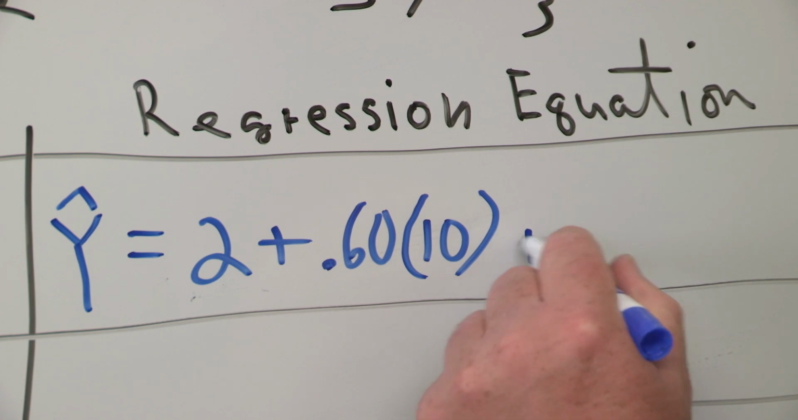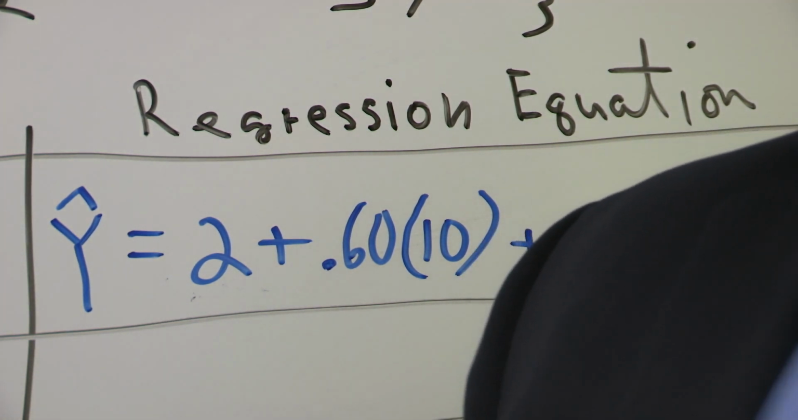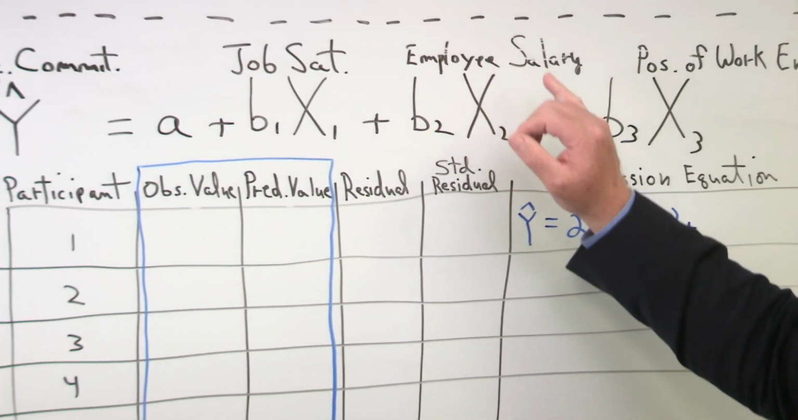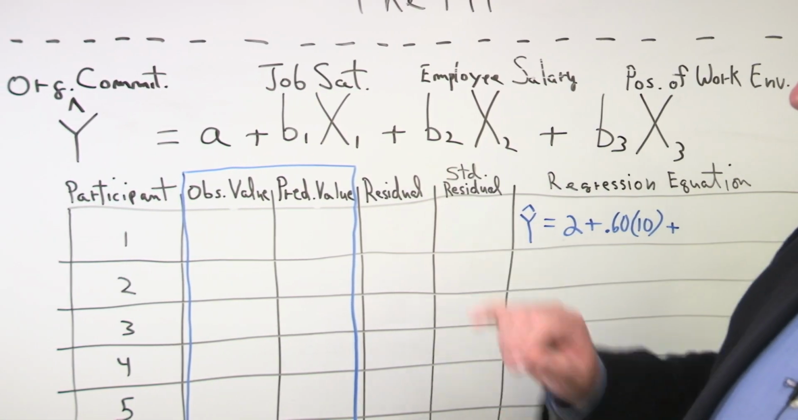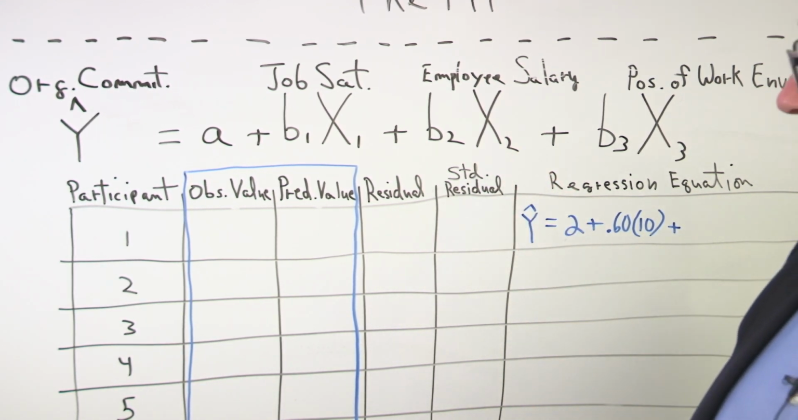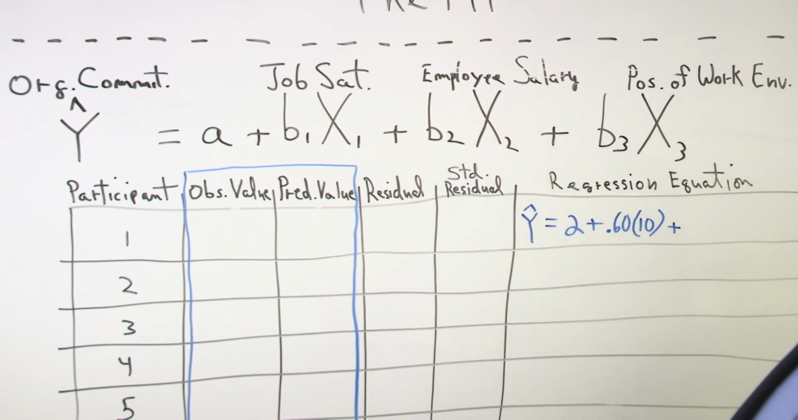And we go plus. Now we're continuing to talk about participant 1 here, and employee salary. Let's say the unstandardized regression coefficient value for our second predictive variable in the model, employee salary, is 0.50.